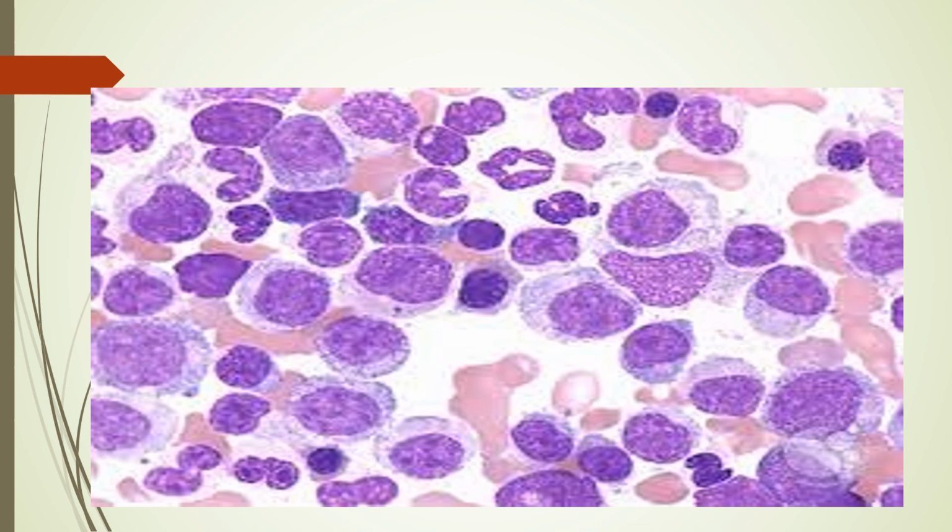This is a photograph seen under the microscope of the blood of a patient with CML. You can appreciate there are many types of cells. Most of the cells look like myelocytes. There are mature neutrophils also, there are metamyelocytes also, and band forms also. So it has a bimodal peak. Bimodal peak means that two peaks are there. One is mature and the other is immature granulocytes.